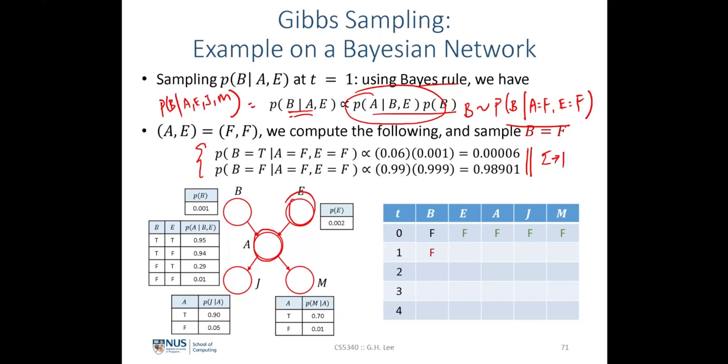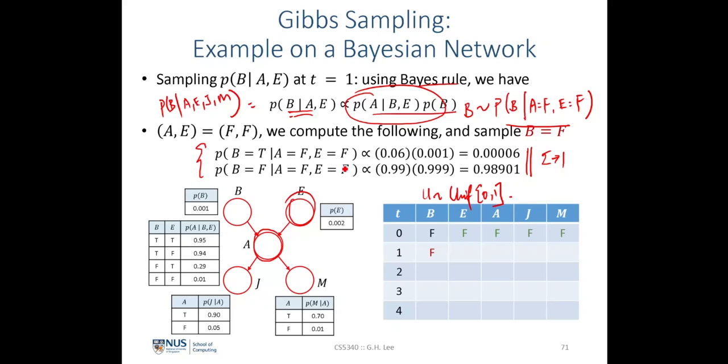And the next thing that we'll do is to simply draw a sample from the uniform distribution between 0 and 1. And then we will check that if this number is more than this probability over here after the normalization, then we will let B take a state of false.